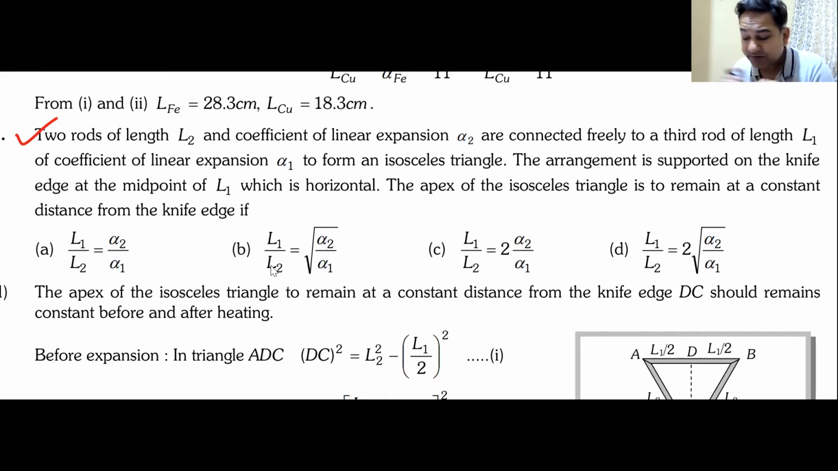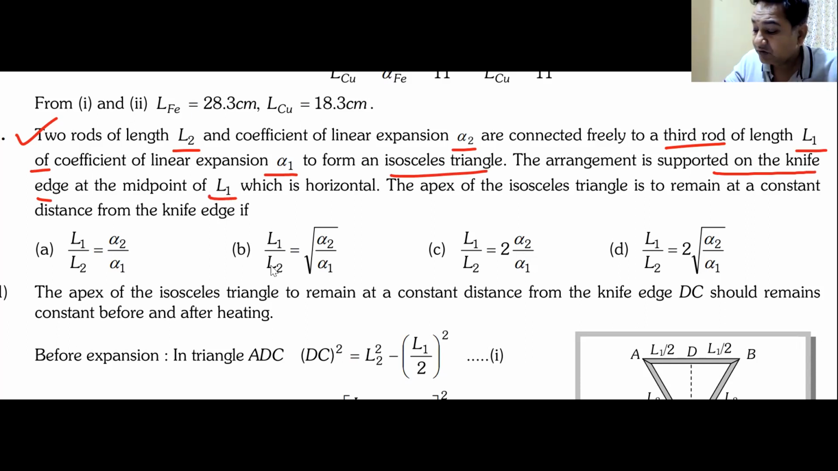Now again, the diagram is given, so that takes another minute for you to understand it. Let us try to understand the question in one reading and mark the important points. Two rods of length L2 and coefficient of expansion alpha 2 are connected freely to a third rod of length L1 of coefficient of linear expansion alpha 1 to form an isosceles triangle. So two sides are the same and the other side is different. The arrangement is supported on the knife edge at the midpoint of L1, the third rod, which is horizontal. The apex of the isosceles triangle is to remain at a constant distance from the knife edge.